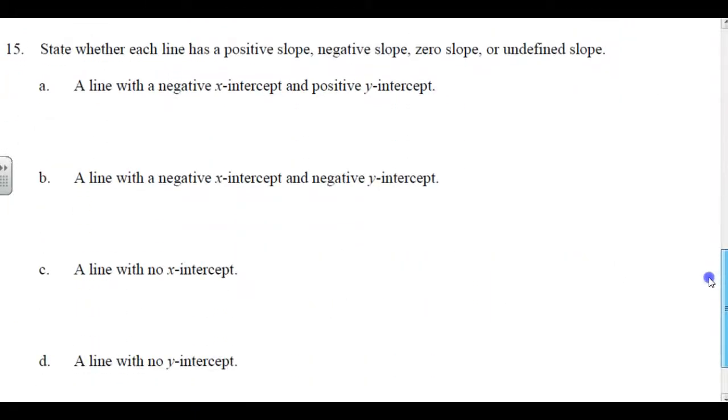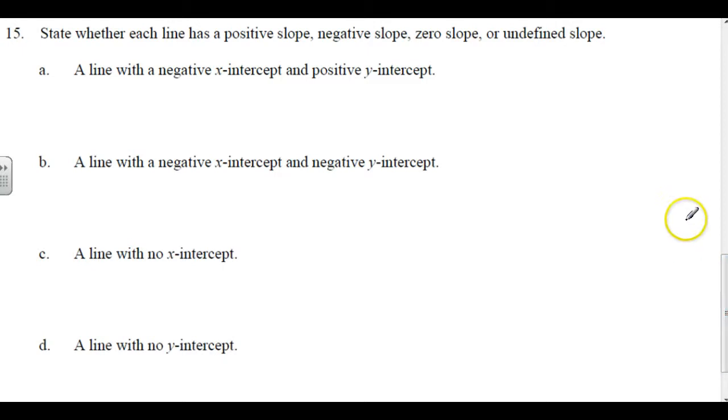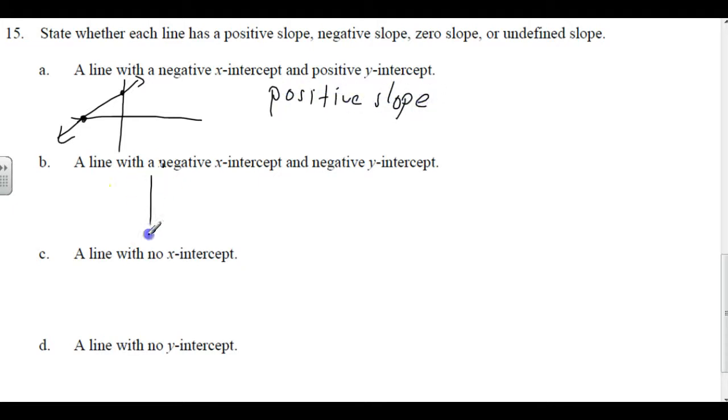State whether each line has a positive slope, negative slope, zero slope, or undefined slope. A line with a negative x-intercept and a positive y-intercept. Let's just try that out. A negative x-intercept and a positive y-intercept gives us a line that goes up to the right. So this is a positive slope. A line with a negative x-intercept and a negative y-intercept goes down to the right and has a negative slope.